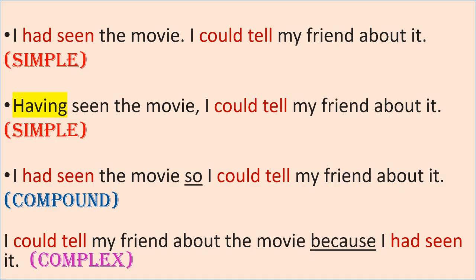I had seen the movie. I could tell my friend about it. Having seen the movie, I could tell my friend about it. I had seen the movie, so I could tell my friend about it. I could tell my friend about the movie because I had seen it.